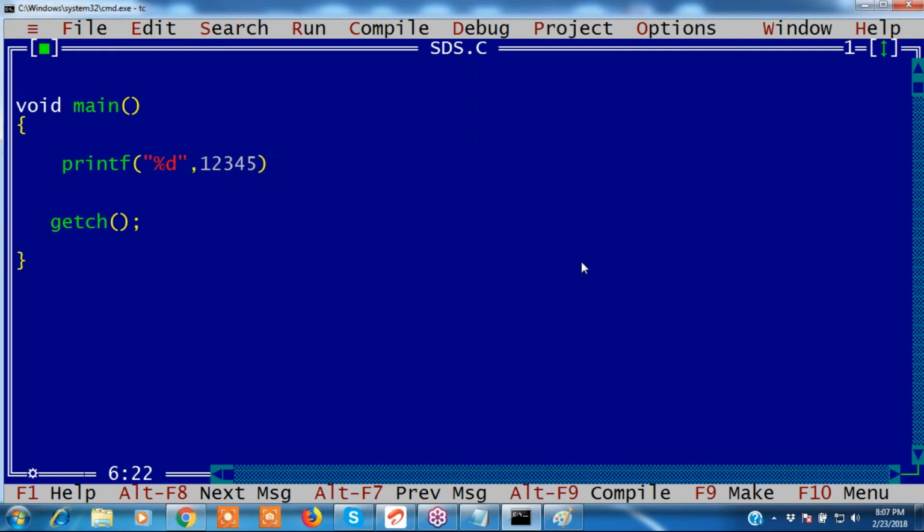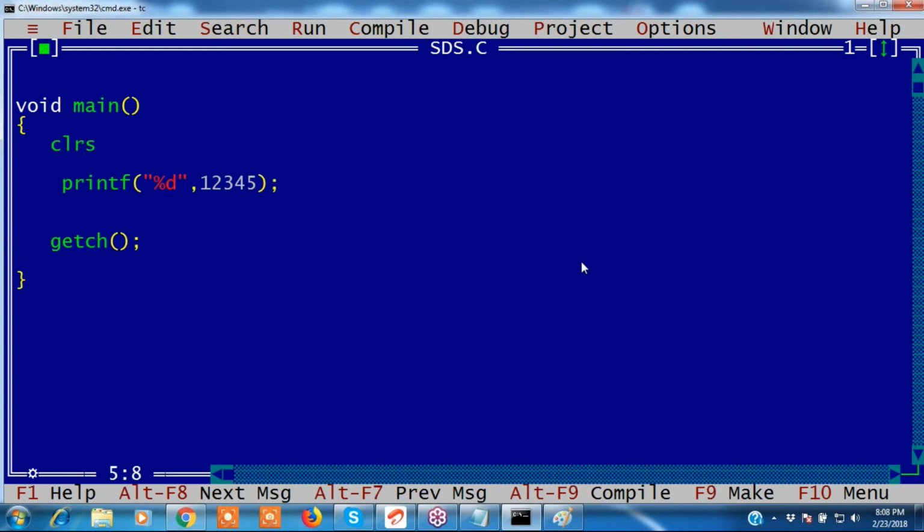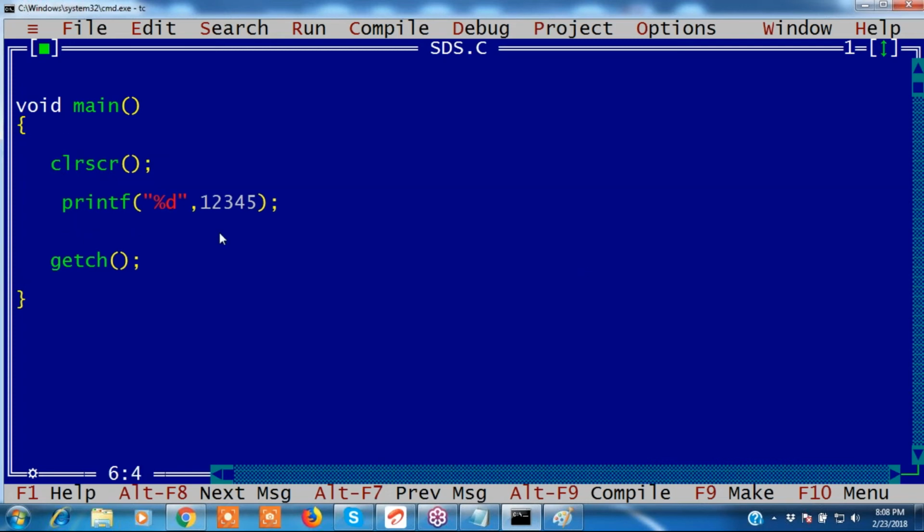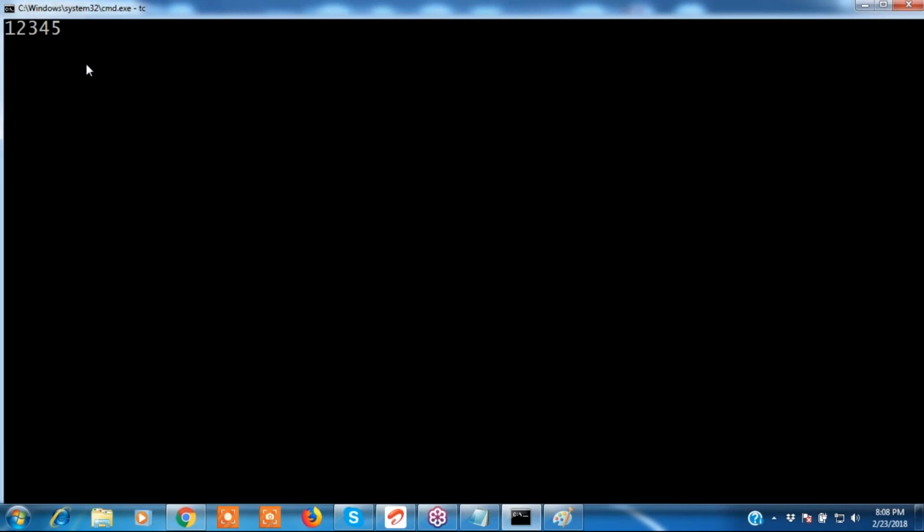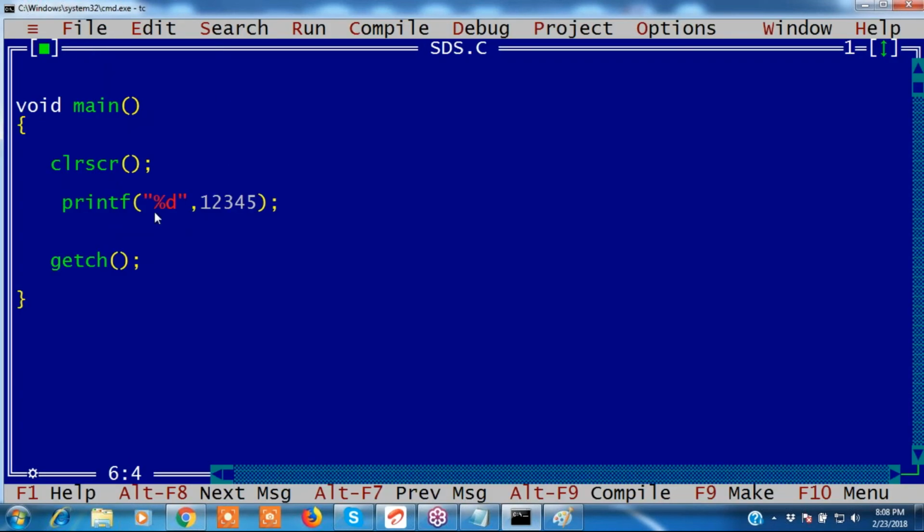Now I want to print 12345. If I print 12345, what does it print? This is an integer number. Integer range is what? Up to 32,000. If I write %d, what does it print? It prints 12345. It is printing 12345.